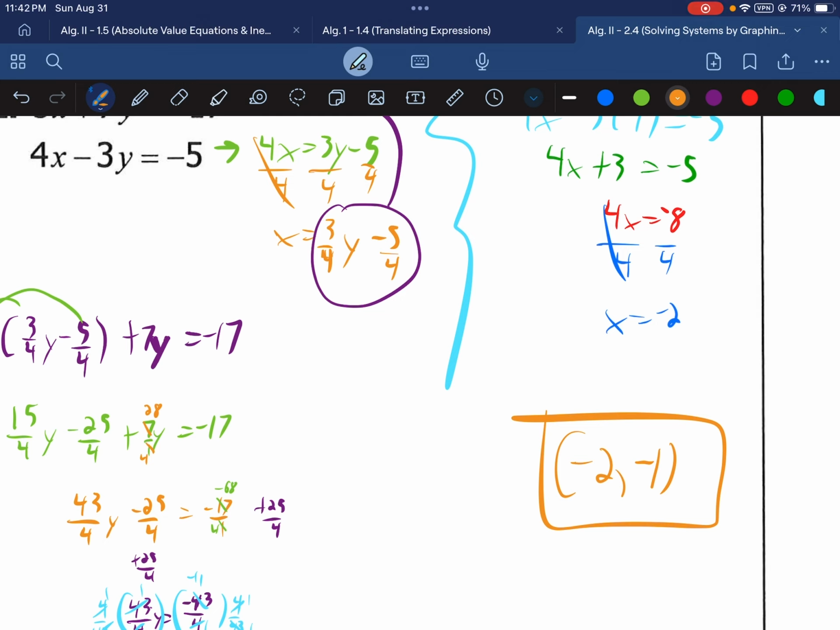So even though that problem had quite a bit of mess along the way with fractions, it ended up working out nicely, which sometimes it'll still end in fractions, but here we're thankful it didn't. And that'll do it for section 2.4, solving systems by graphing and substitution.